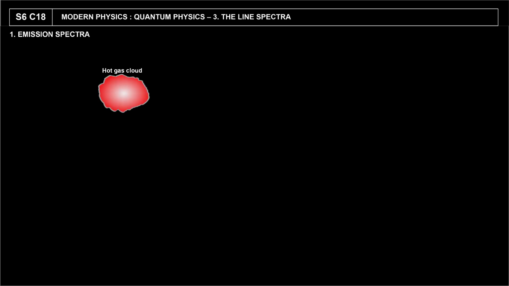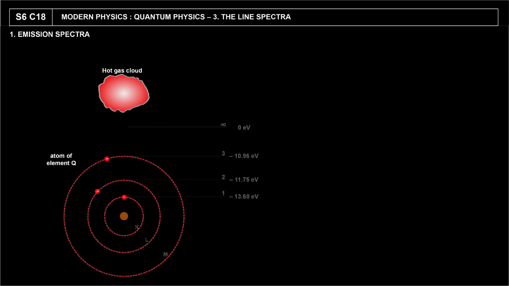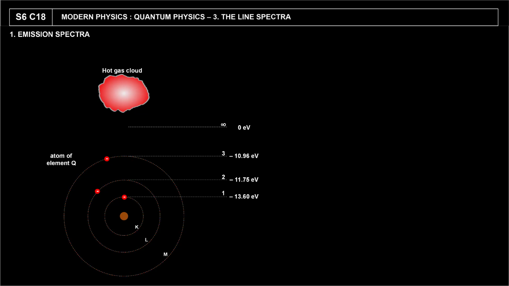Consider a hot gas cloud made up of atoms of a single hypothetical element named Q, which has 3 distinct energy levels. And here is one of its atoms, its positively charged nucleus and orbiting electrons in its 3 energy levels with their potentials shown increasing with radius. The word hot implies that its electrons are at higher energy levels, which means that there are vacancies at lower energy levels. And whenever such vacancies are made available, an electron from a higher energy level will fall into it to achieve stability, thereby losing its potential energy.